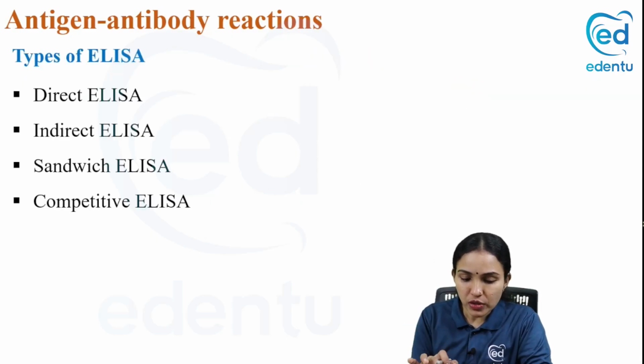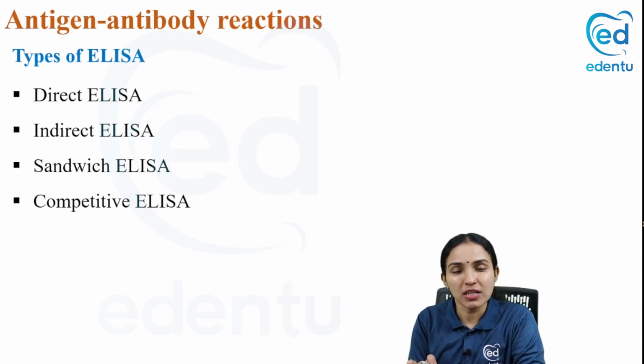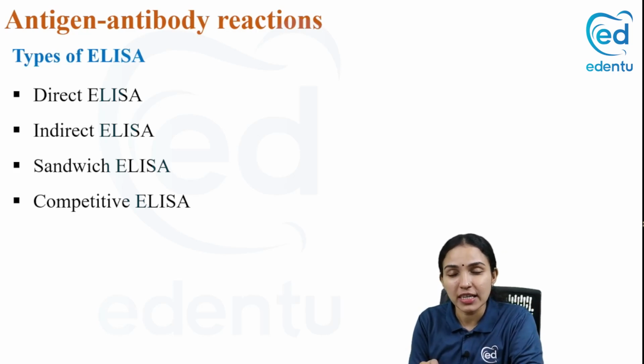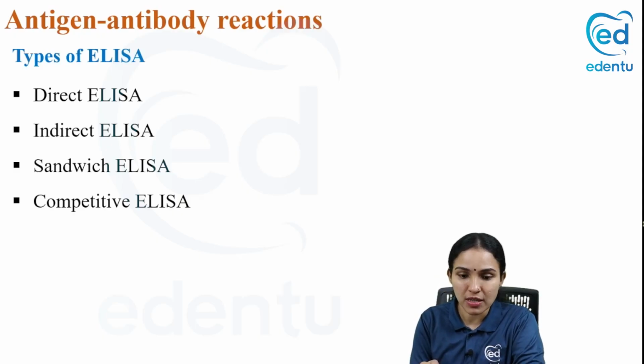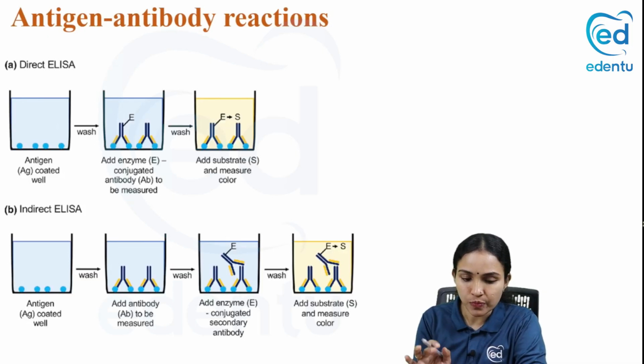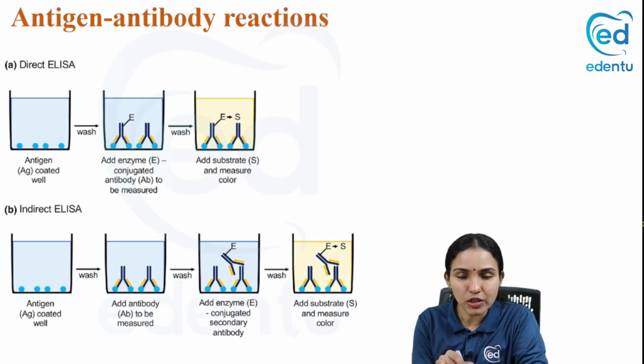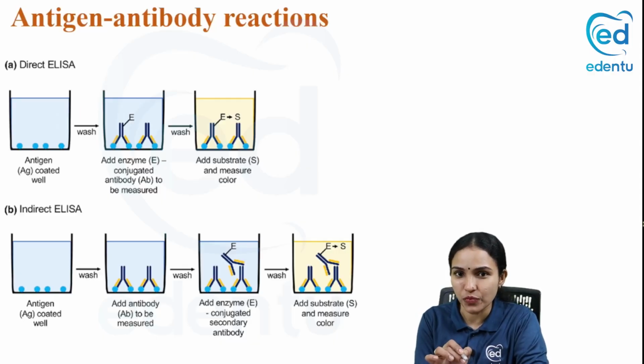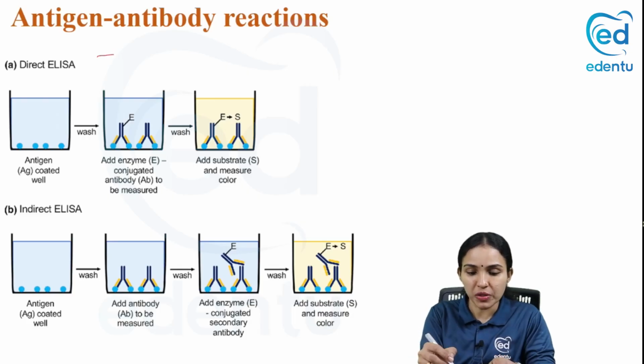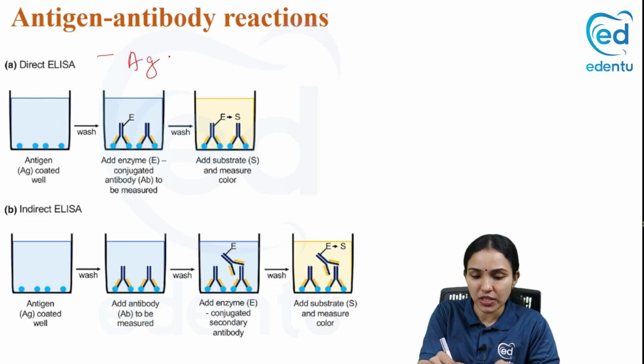So there are different types of ELISA. There are basically 4 types of ELISA: direct ELISA, indirect ELISA, sandwich ELISA, and competitive ELISA. So you should know what happened in each of them. Direct ELISA forms the basic thing. If we understand direct ELISA, it will be easy to understand the rest of the things. So in this figure, you can see direct ELISA, you're going to detect the presence of antigen in patient serum. So we want to find out whether a particular antigen is present in patient serum.